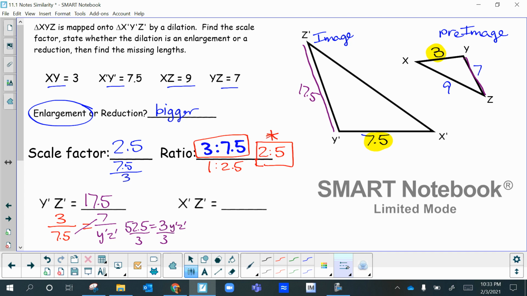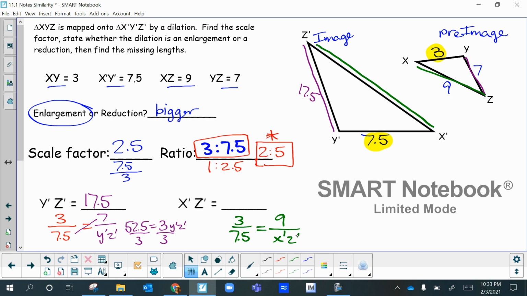So again, I'm still going to use my same ratio: 3 is to 7.5 as... which one corresponds to that? XZ corresponds to this one, so as 9 is to X prime Z prime.